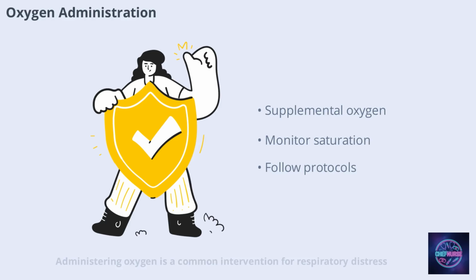Administering oxygen is a common intervention for respiratory distress. On the NCLEX, if a patient's oxygen saturation drops or they show signs of hypoxia, providing supplemental oxygen is often the correct first step. Always ensure you're following protocols and monitoring the patient's response.